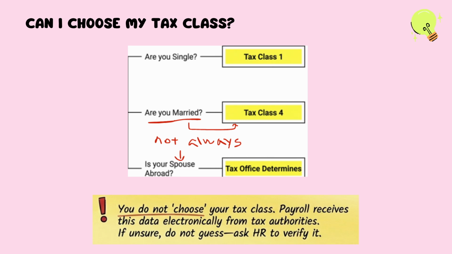Married employees receive a tax class based on where the spouse lives. Both spouses live in Germany: the default is usually tax class 4 for both spouses, but they can change to tax classes 3 and 5 based on their income status.